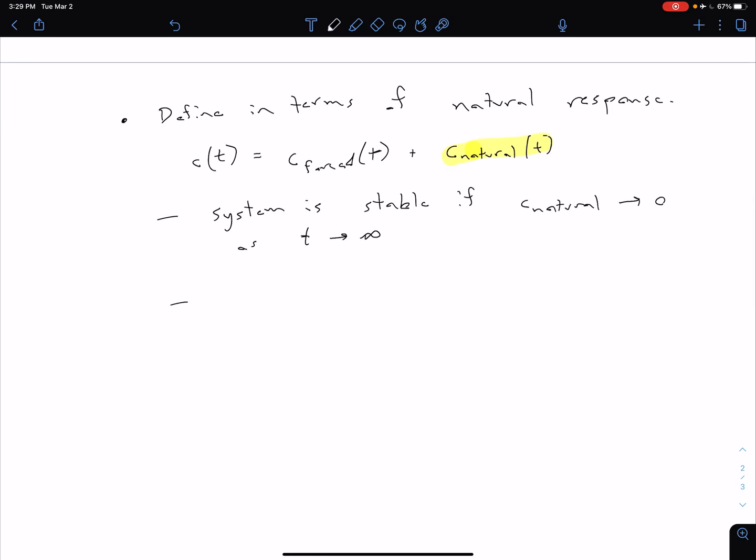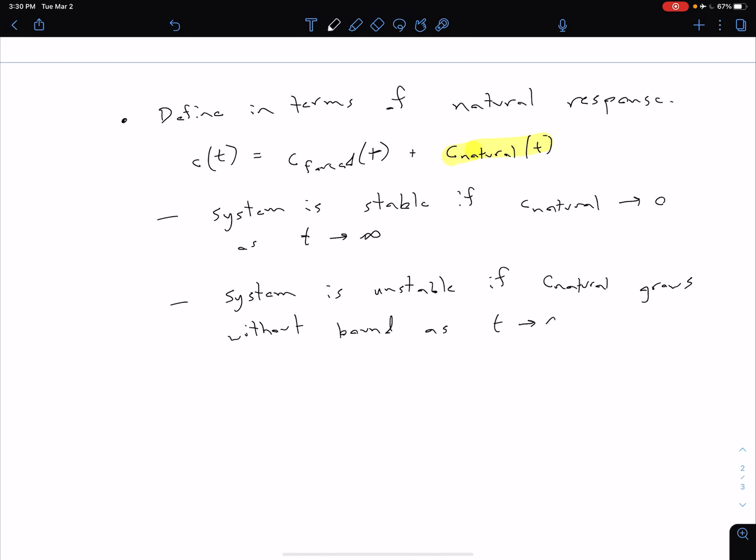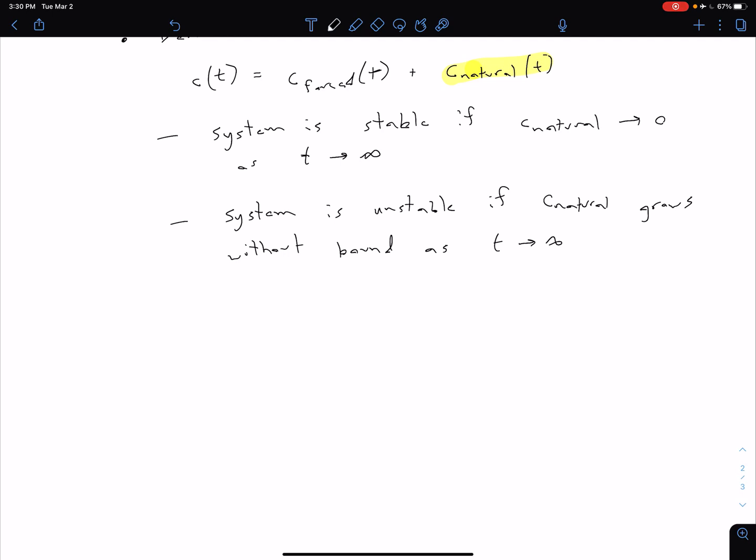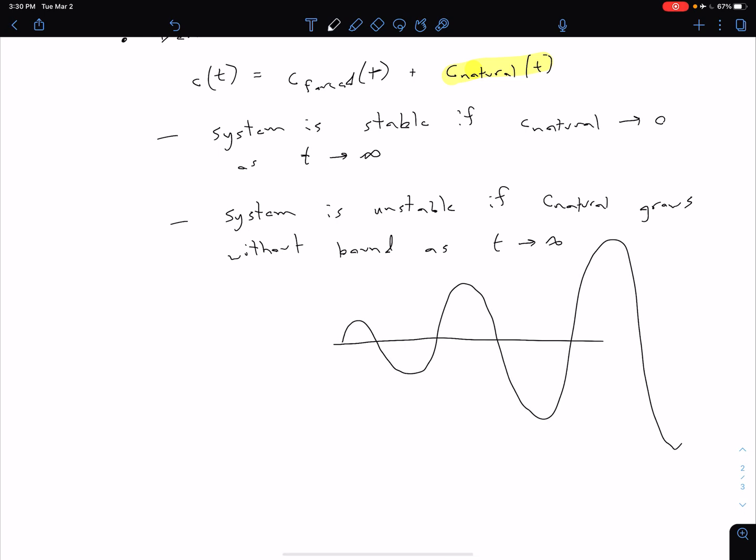In contrast to this, we could say that a system is going to be unstable if c_natural is growing as t goes to infinity. So our system is going to be unstable if c_natural grows without bounds as t goes to infinity. A really general example of this is if we have some sinusoidal output, and here's our median value, and that sinusoidal output over time just continues to grow. That would be an unbounded output, or an unbounded natural response.